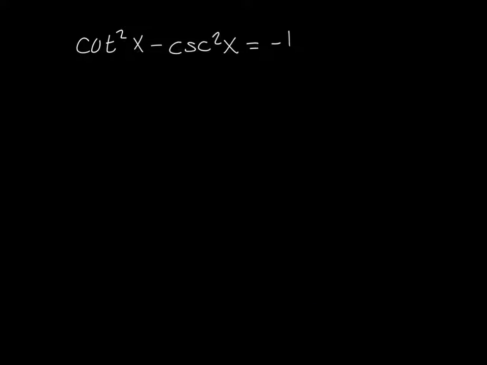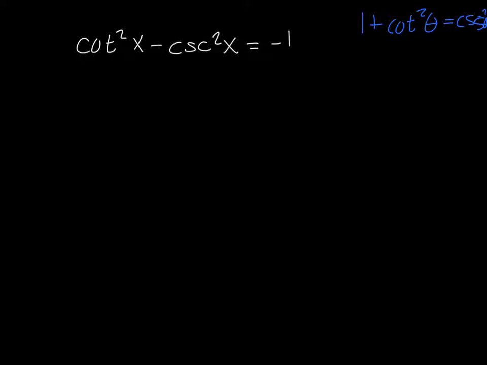Okay, let's try another. All right, so here, turning things into sine and cosine isn't going to help because it's squared and it's just going to be messy. But if I look at the Pythagorean identities, I'm going to see that the third Pythagorean identity says 1 plus cotangent squared equals cosecant squared. The reason this is useful is because if we look at what we have here, this is cotangent squared and cosecant squared. That's exactly what I have there.